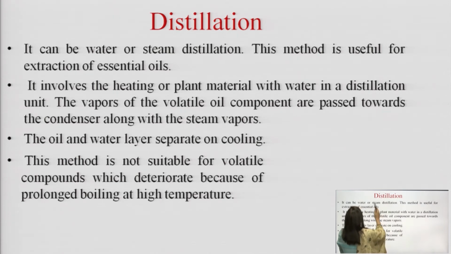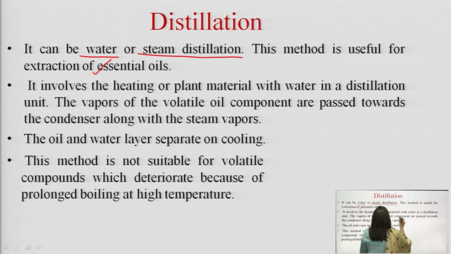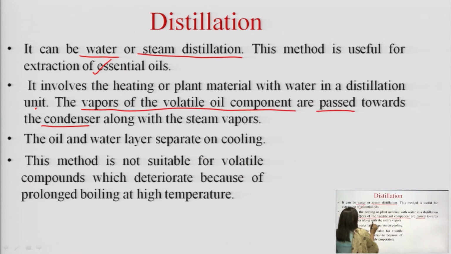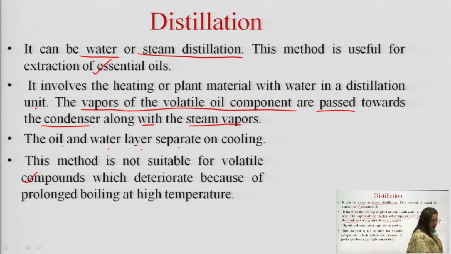As this solvent system is already discussed, we move to our next technique, that is distillation. And distillation can be water distillation or steam distillation. It is specifically essential for the separation of essential oils. The plant material is heated with water in a distillation unit, and the vapors of volatile oil components are passed towards the condenser along with the stream of vapor. The oil and water layers separate on cooling.